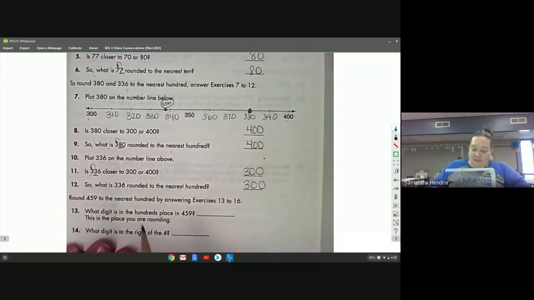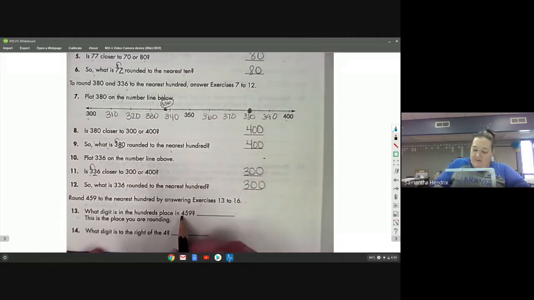Okay? So round 459 to the nearest 100 by answering exercises 13 to 16. So number 13, what is the digit in the hundreds place in 459? The 4. Okay, so we're going to write a 4. What digit is to the right of the 4? Right next to it, to the right, that's a 5.